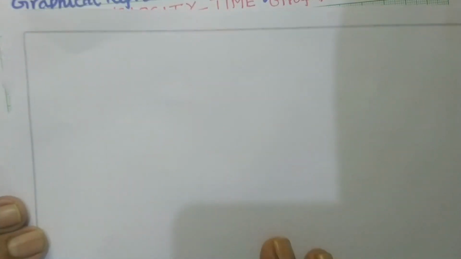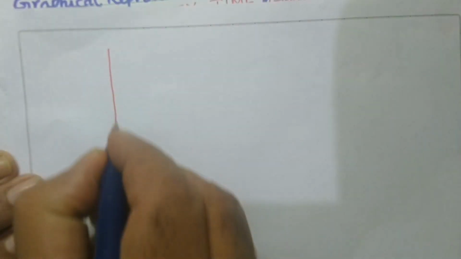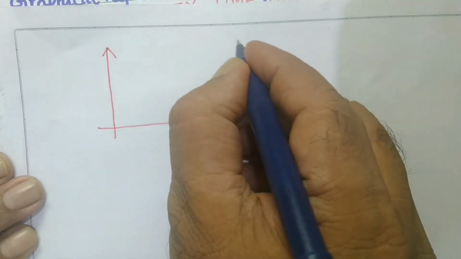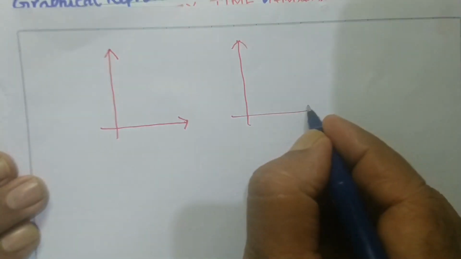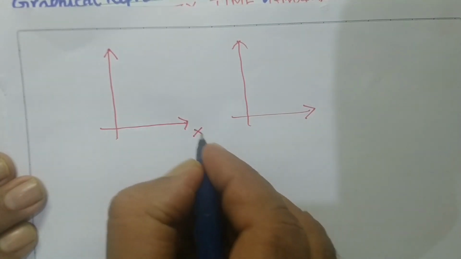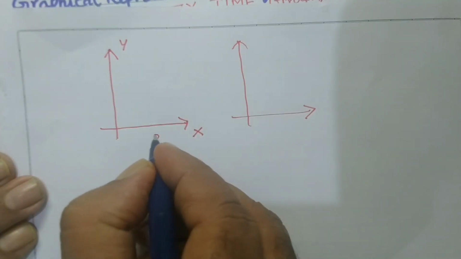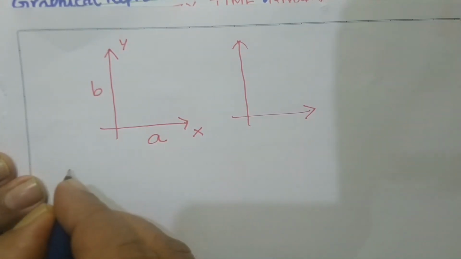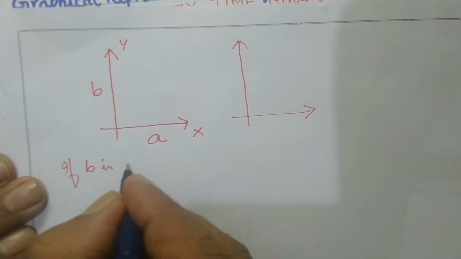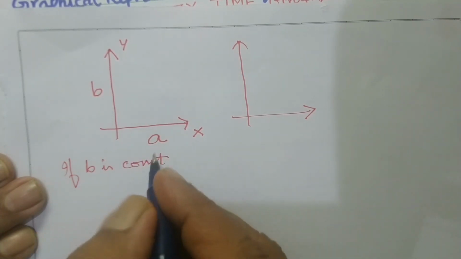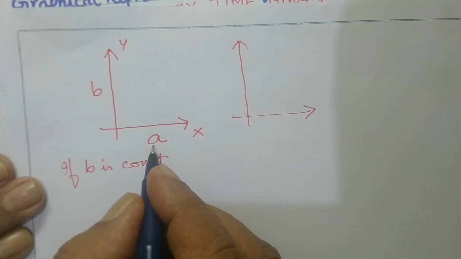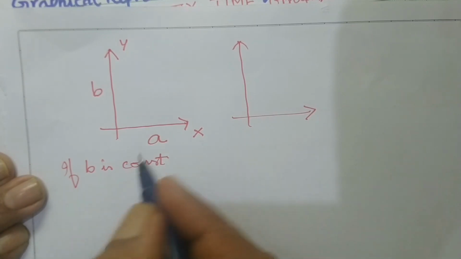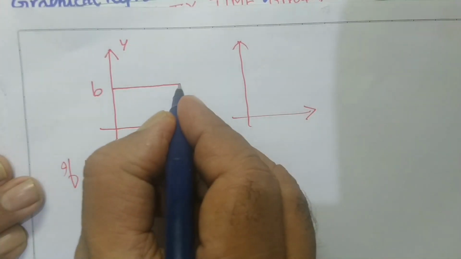We have seen that some graphs are parallel to the x-axis. Some graphs will make an angle like this. For example, let us say this is the x-axis, this is the y-axis. This is a quantity A, and on this quantity B is there like this. If B is constant, I mean to say it does not depend on A, whatever the value of A, whether it increases or decreases, if B is constant, then you will get the graph like this.